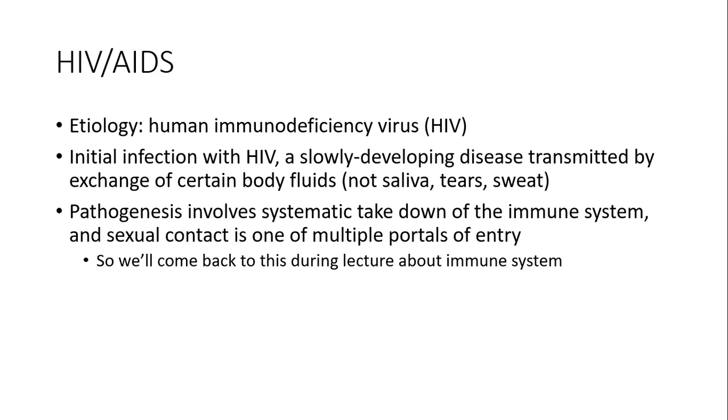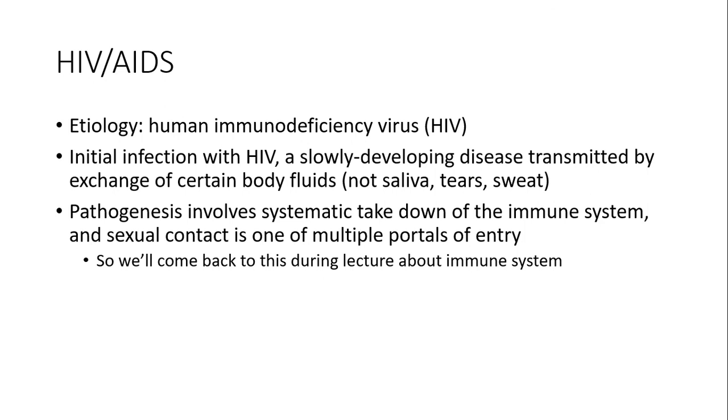Okay, HIV/AIDS is something we're going to do a hop, skip, and a jump through because it's actually more of an immune system disorder than a sexually transmitted disease. Sexual contact is one way for it to be transmitted, but in and of itself, that's not really where its activity lies. Its etiology is the human immunodeficiency virus, which is what HIV stands for. Initially, you're infected with HIV. You have a slowly developing disease that can be transmitted by exchange of certain body fluids.